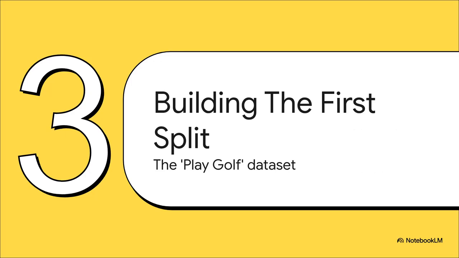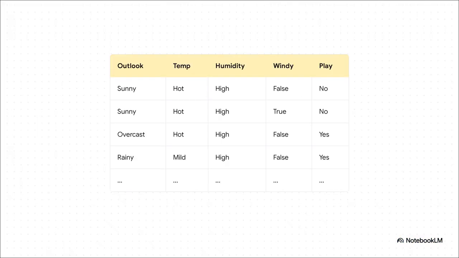All right, enough theory. Let's get our hands dirty and see how this works with a real, classic dataset to make it all click. Here's the classic play golf dataset. Our mission is simple. Predict whether we should play or not based on the weather. The decision tree needs to figure out which of these features, outlook, temperature, humidity, or windy, is the absolute best first question to ask to get the purest split.